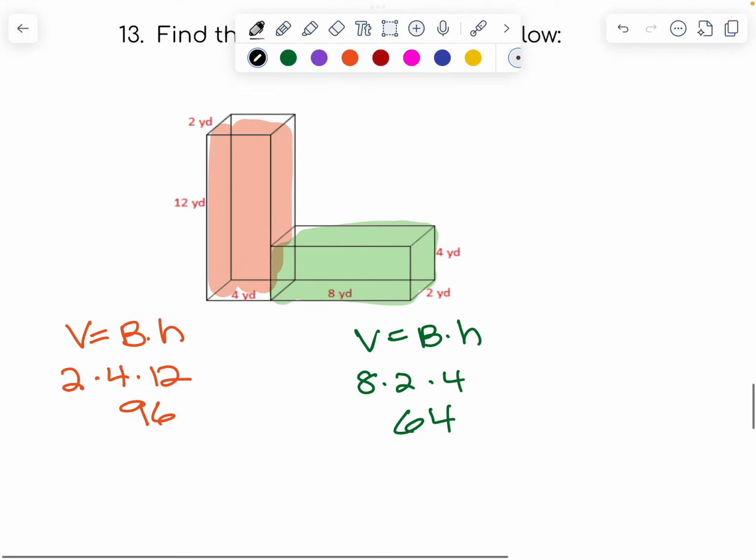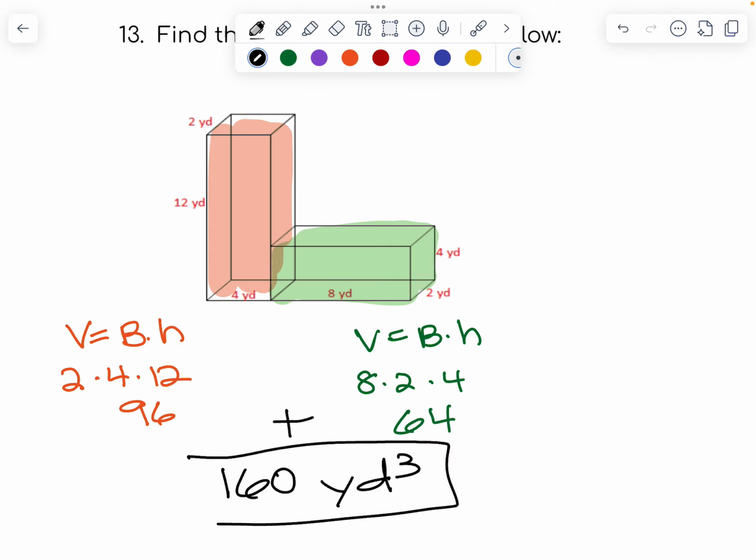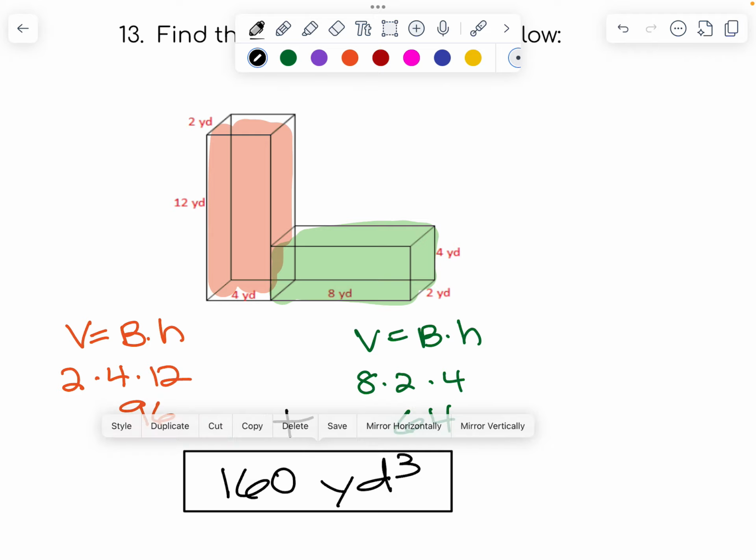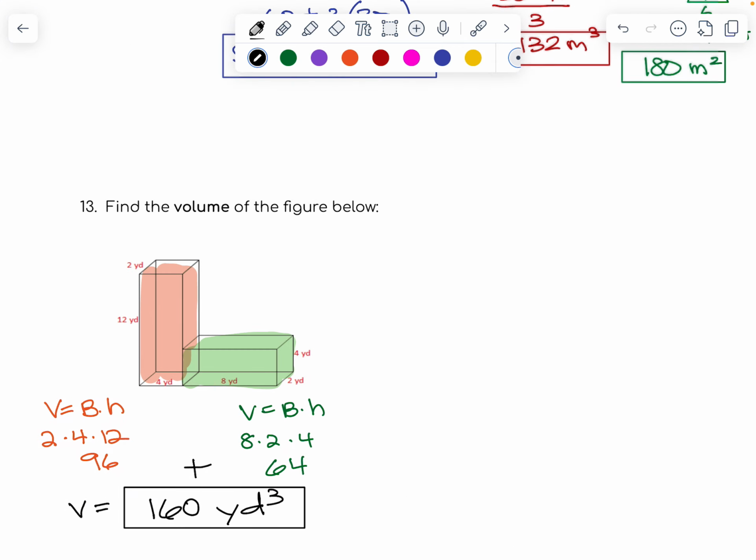All right, we're going to add those 2 together for a grand total of 160 yards cubed. That is our surface. No, that's our volume. That is volume of our composite figure. Look at that. All right.